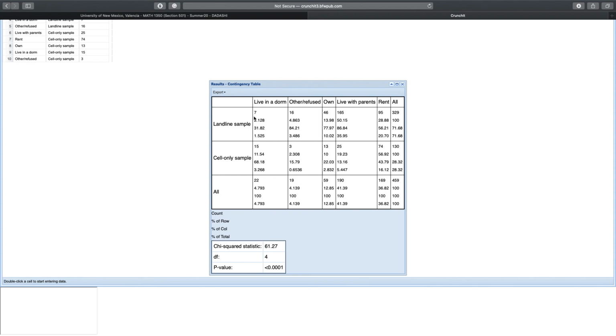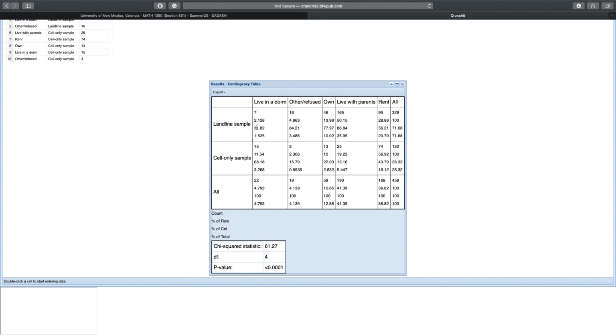Okay, so what are the second numbers in each cell? Actually, the information is here. It says percent of row. It means if you divide 7 by 329, which is the total in this row, you should get 2.128. If you divide 16 by 329, you should get 4.86. And then the next number is percent of column, meaning this one.